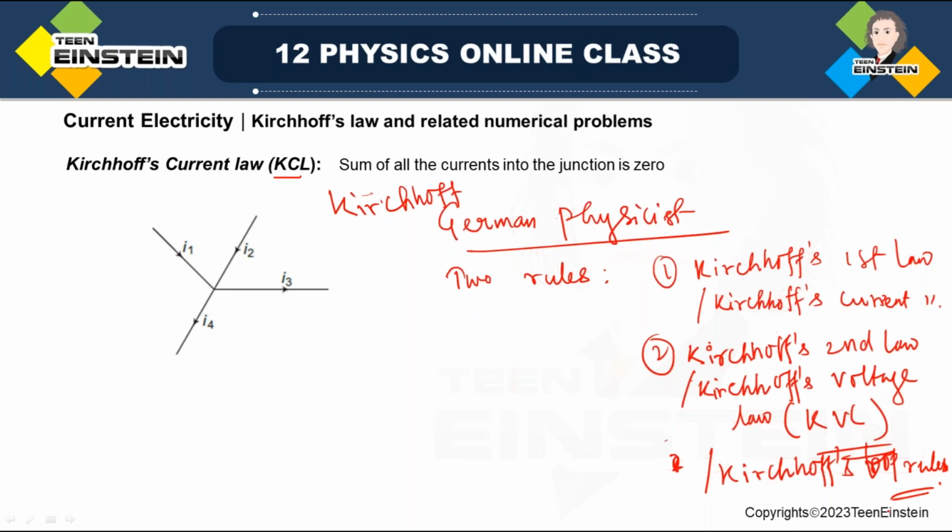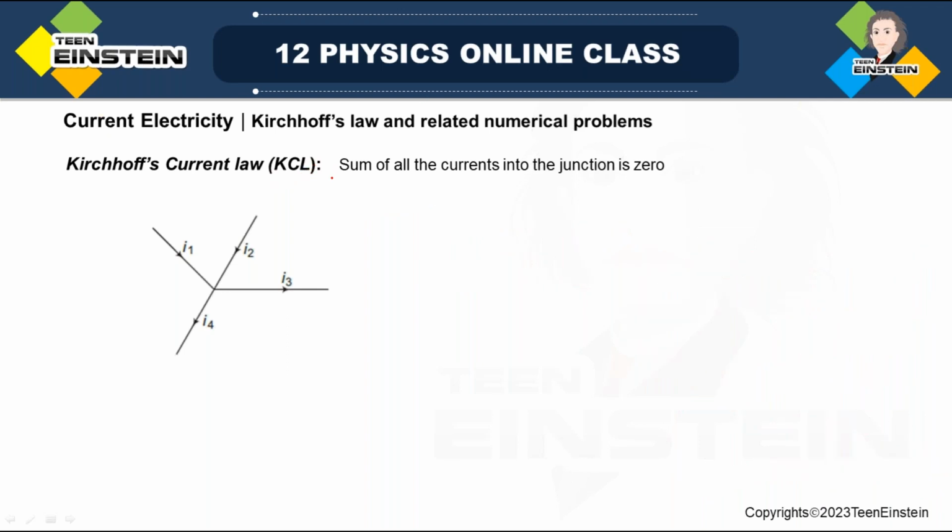Okay, so these are actually two laws. Kirchhoff's first law, which is known as Kirchhoff's current law, abbreviated as KCL, and Kirchhoff's second law, called Kirchhoff's voltage law, or KVL, or Kirchhoff's loop rule. So we'll discuss first the first one, Kirchhoff's current law.